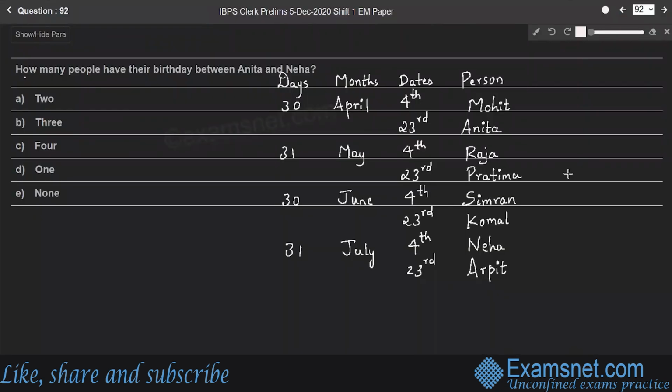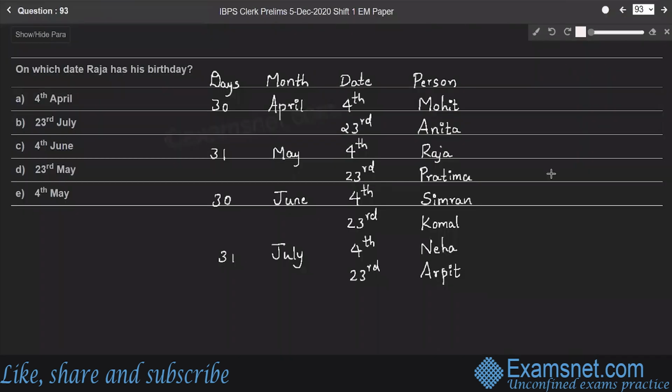Question 92. How many people have their birthday between Anita and Neha? Between Anita and Neha, there are 4 people. Right? So 4 people have their birthday between Anita and Neha. Option C. Question 93. On which date does Raja have his birthday? So Raja has his birthday on 4th May. Right? So hence option E is the right answer.